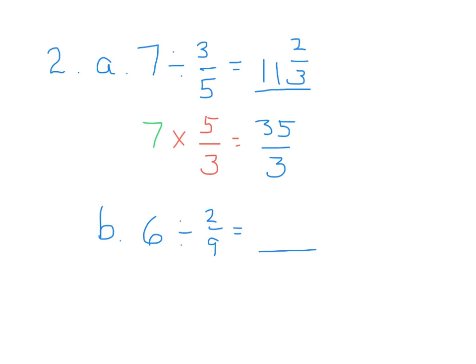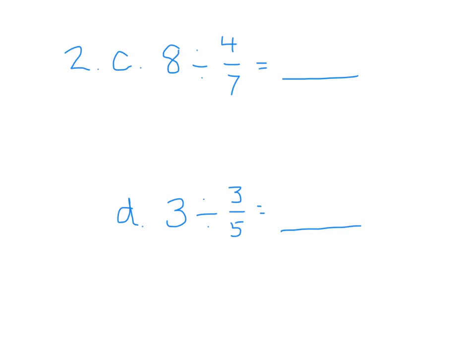Letter B, 6 divided by 2/9. So I'm going to copy the 6. I'm going to change divide to times. I'm going to change 2/9 to its inverse, 9/2. This one will reduce before I multiply. So 6 becomes 3, 2 becomes 1, and 3 times 9 is 27/1. Now that'll reduce to be just the whole number, 27.